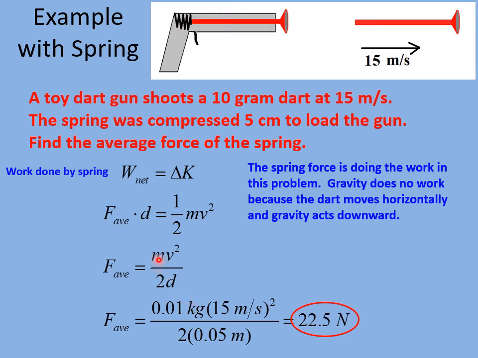For the mass of the dart, remember it was 10 grams, so that's 0.01 kilograms. The velocity is 15 meters per second. We have to square that. And down at the bottom, d is the distance that the spring is pushing on the dart. That's 5 centimeters, which is 0.05 meters. So this all comes out to be 22.5 newtons.